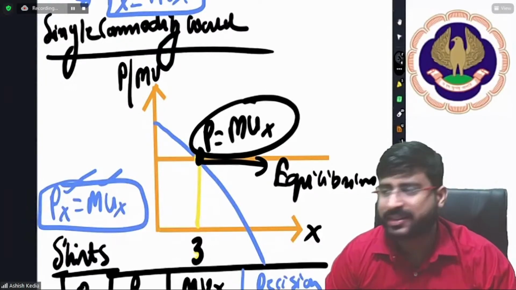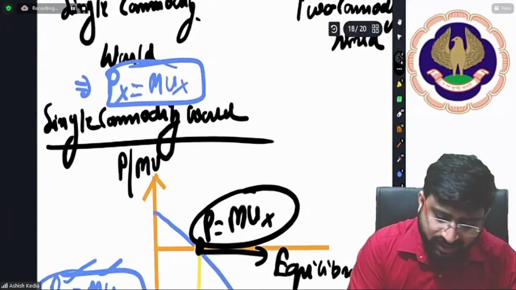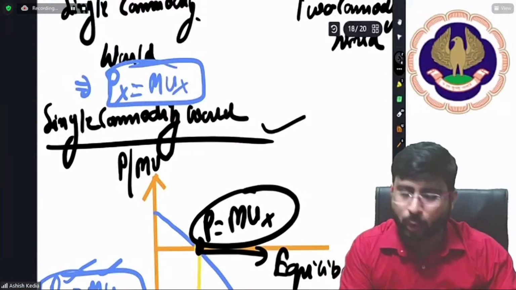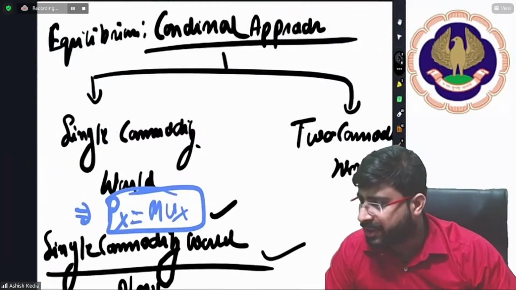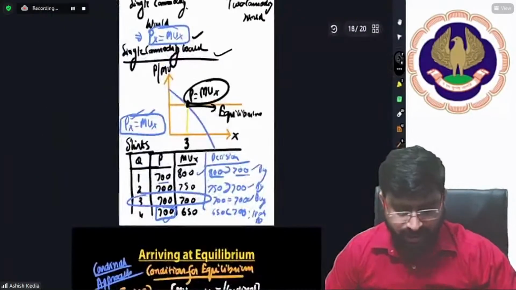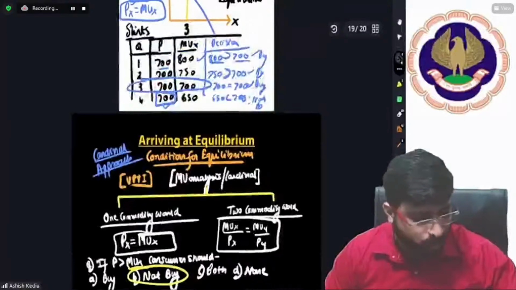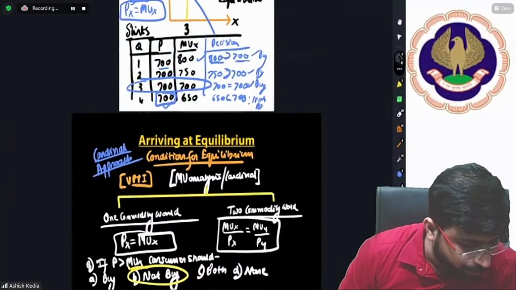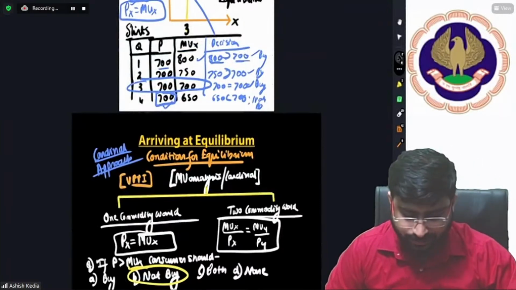So the fact that it is crystal clear gives us the opportunity to conclude this single commodity world. What is the conclusion? Where the price of the commodity becomes equal to marginal utility. Let me ask you a question. We will understand whether you understand this or not properly. Let me ask you a very simple question. So the question is very simple.